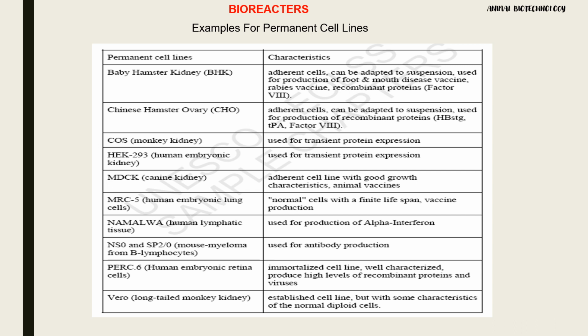Some of the permanent cell lines used in pharma industry are Chinese hamster ovary cells, CHO, baby hamster cells, human embryonic kidney cells, HEK293 to name some. The table here enlists the properties of some of the permanent cell lines.